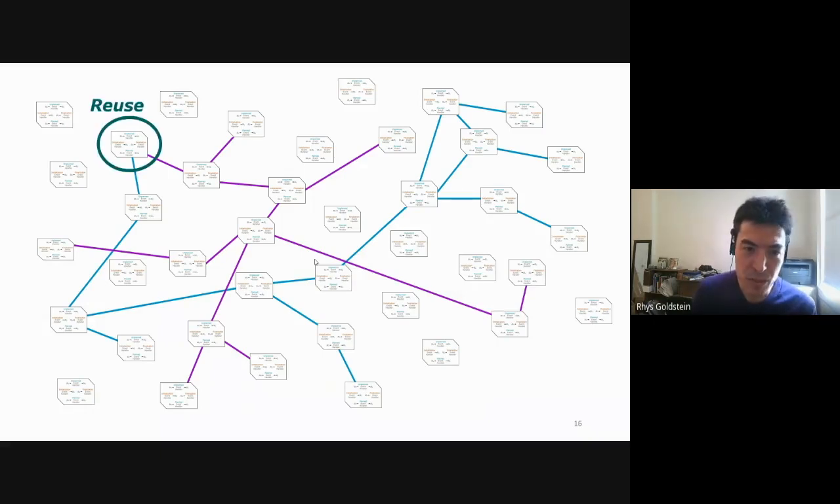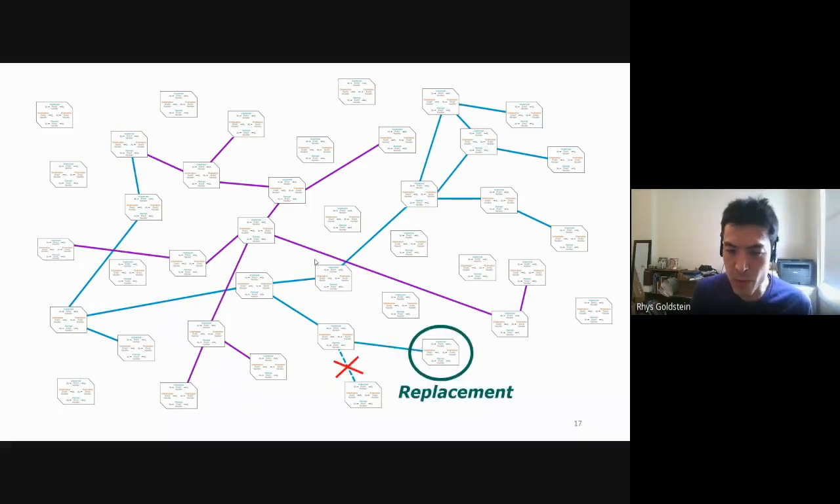This of course supports reuse because you can have some of these nodes that are common to multiple systems. And more importantly, you could replace them. So if you don't want one of the nodes and you want to replace it with another one, you could just do that by severing the connection and adding a new one.